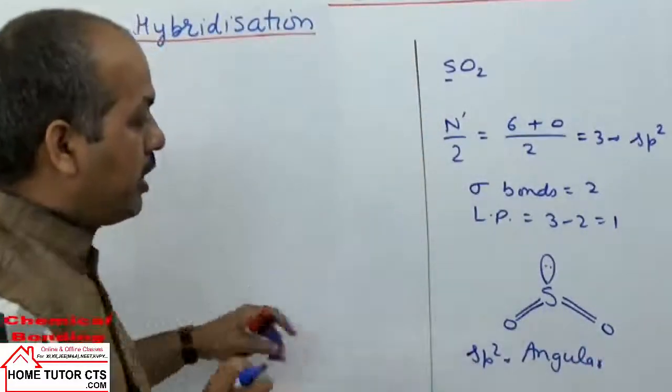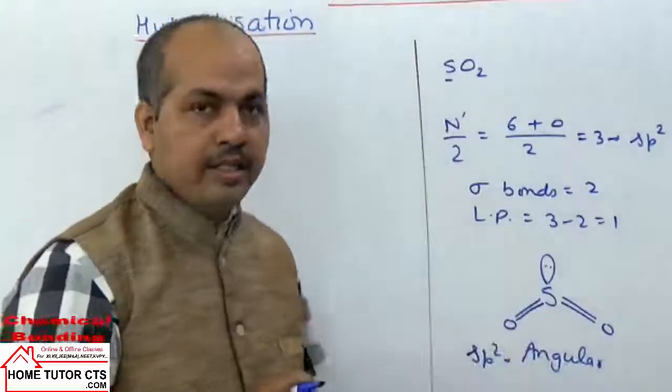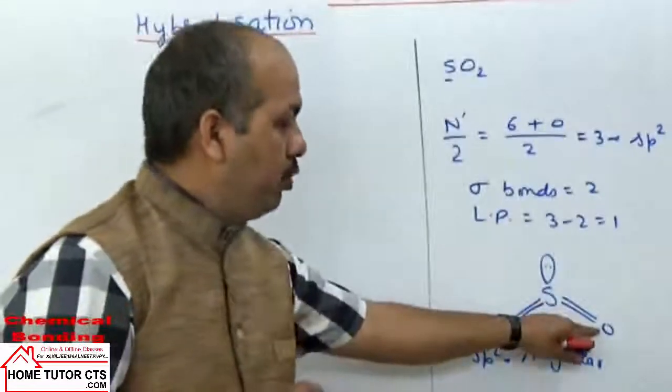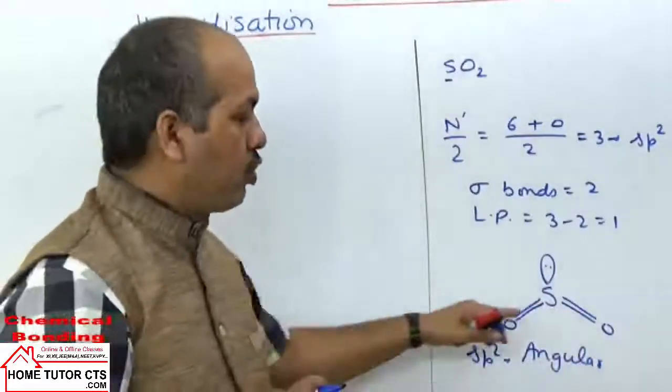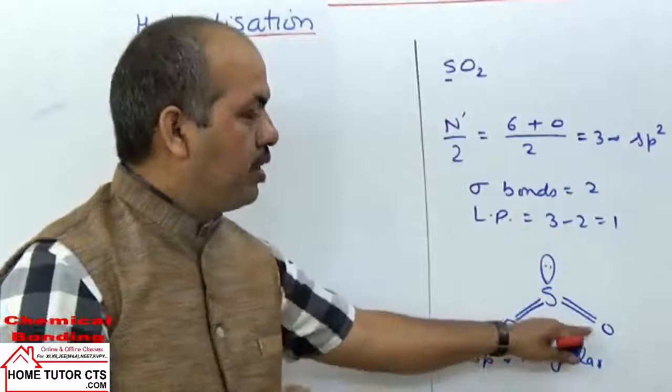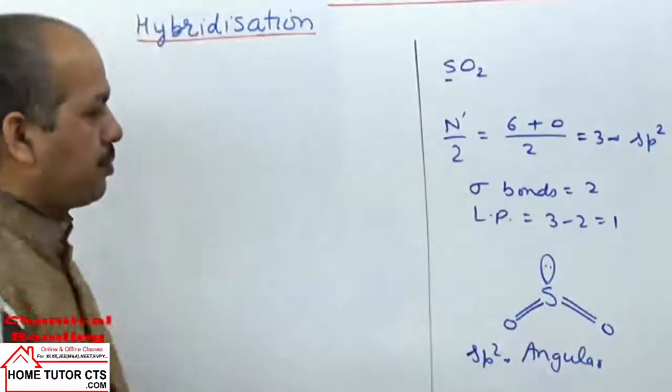Now you have to think slightly yourself about how the pi bonds, the double bonds, will come. O is divalent, so either we can draw a dative bond or we can simply write double bonds here.